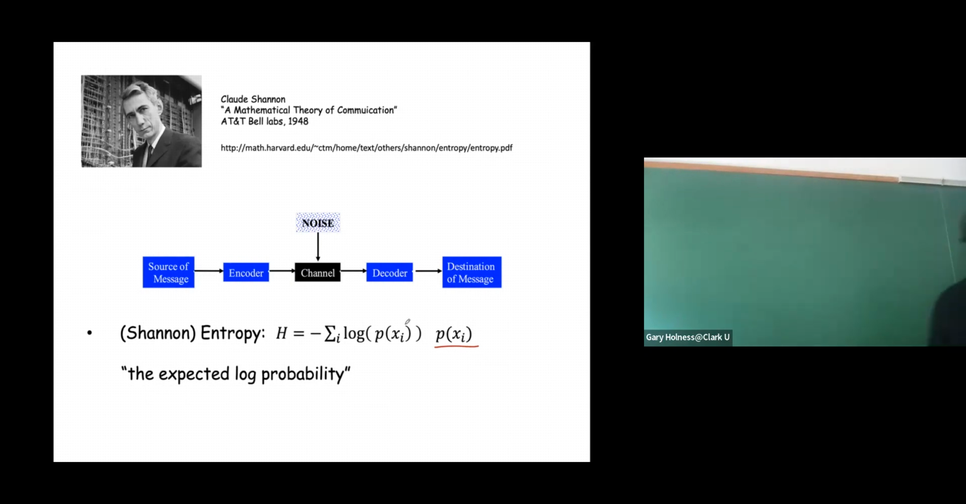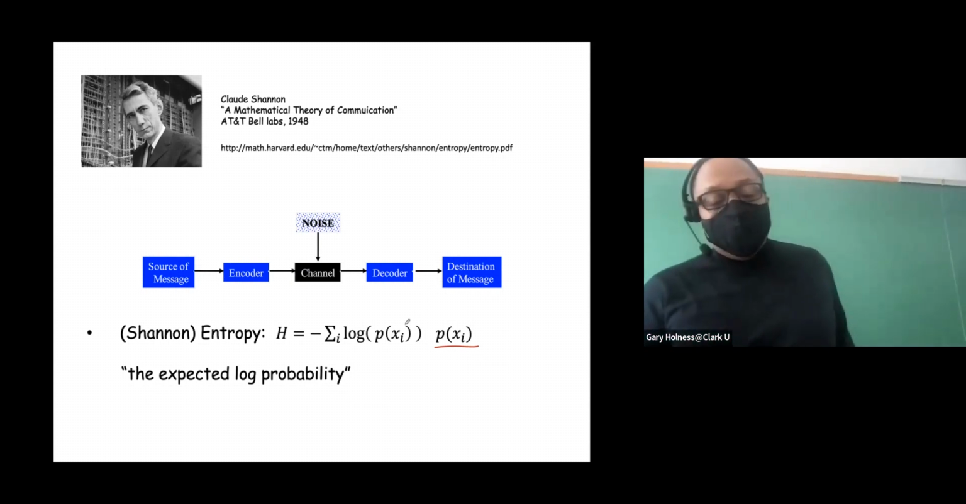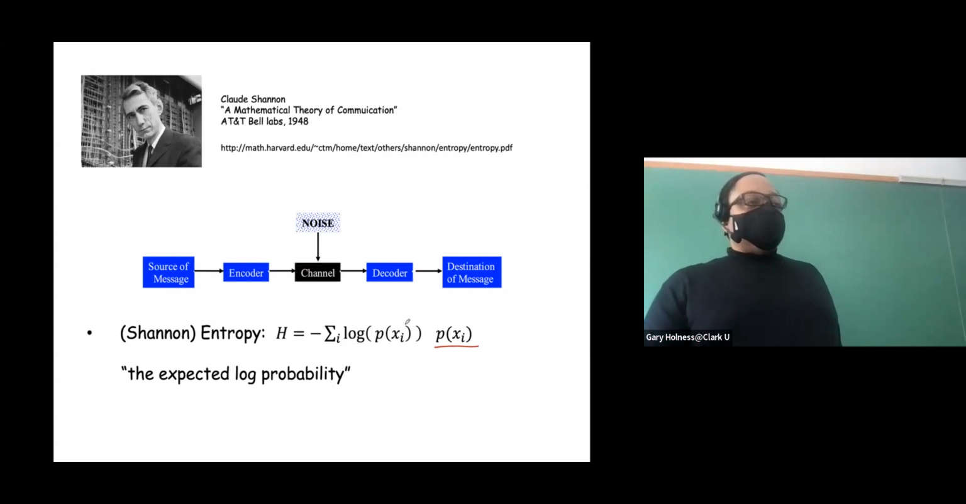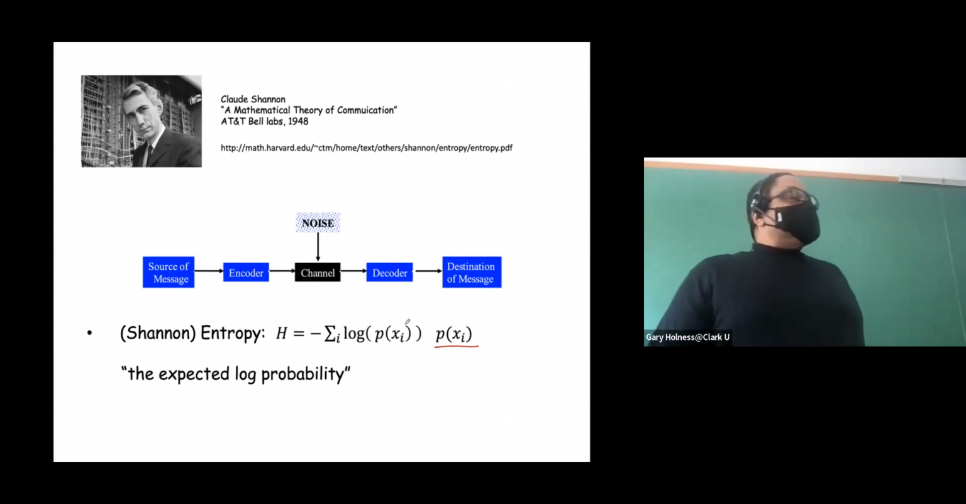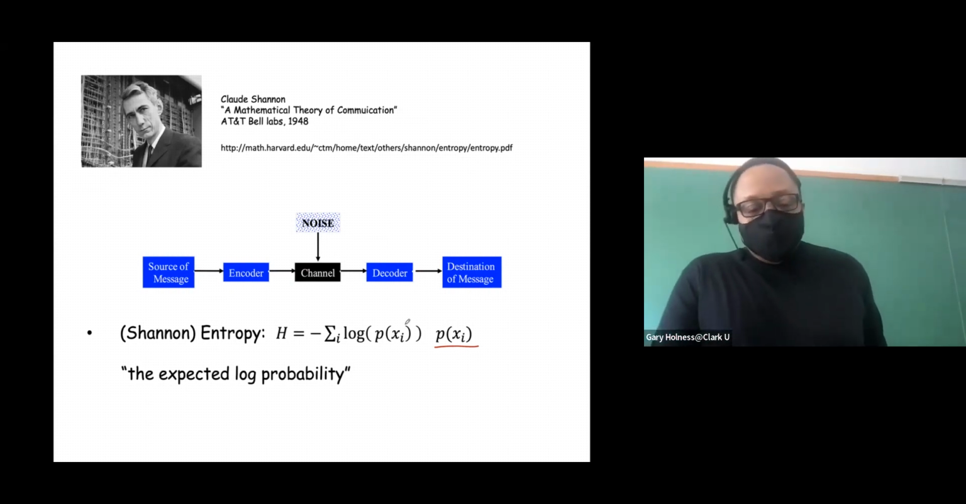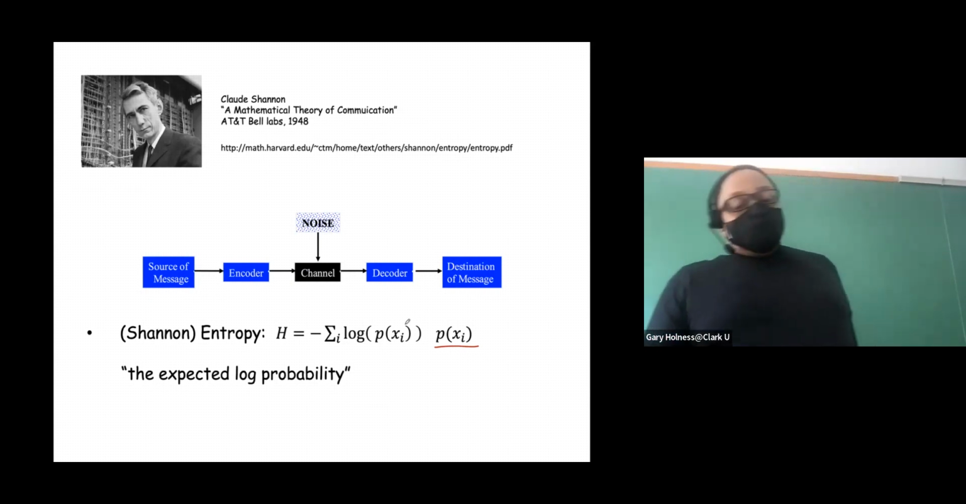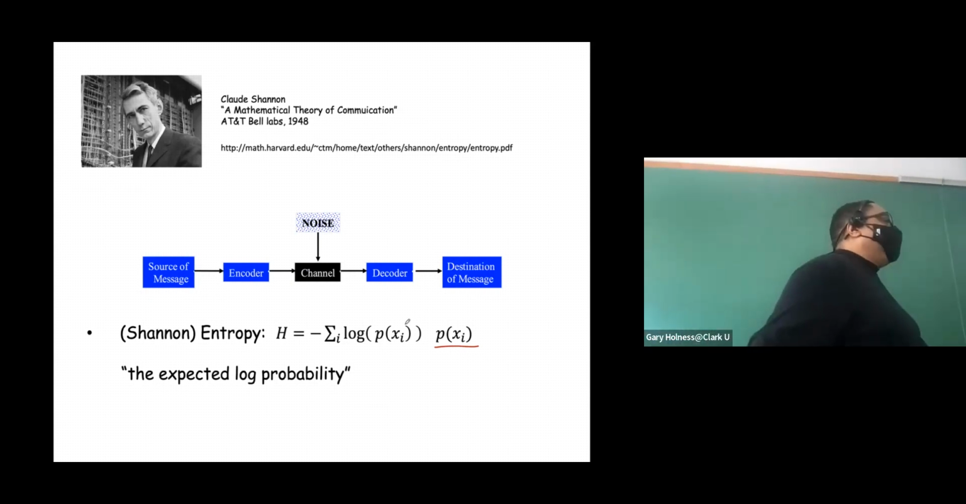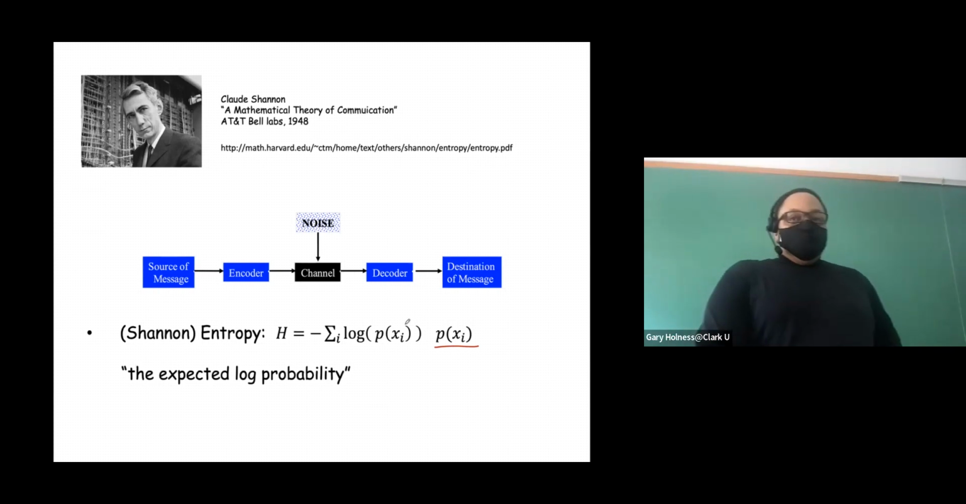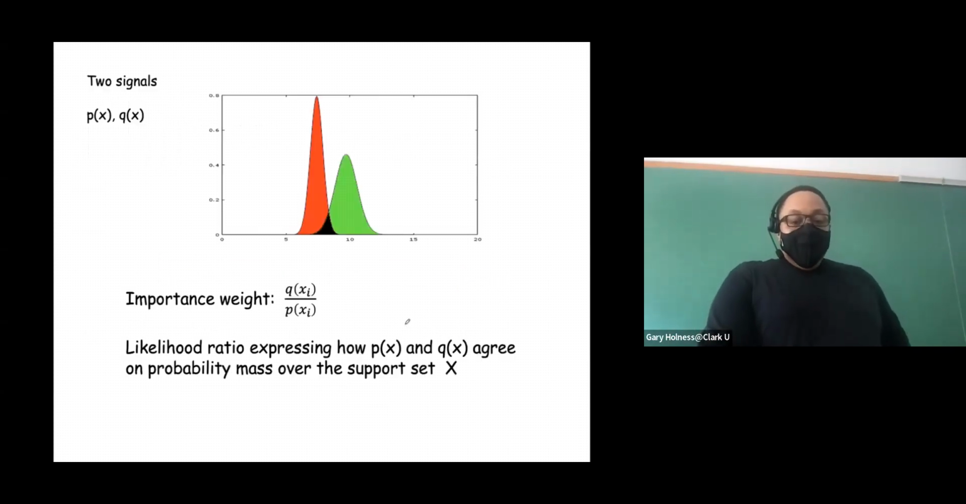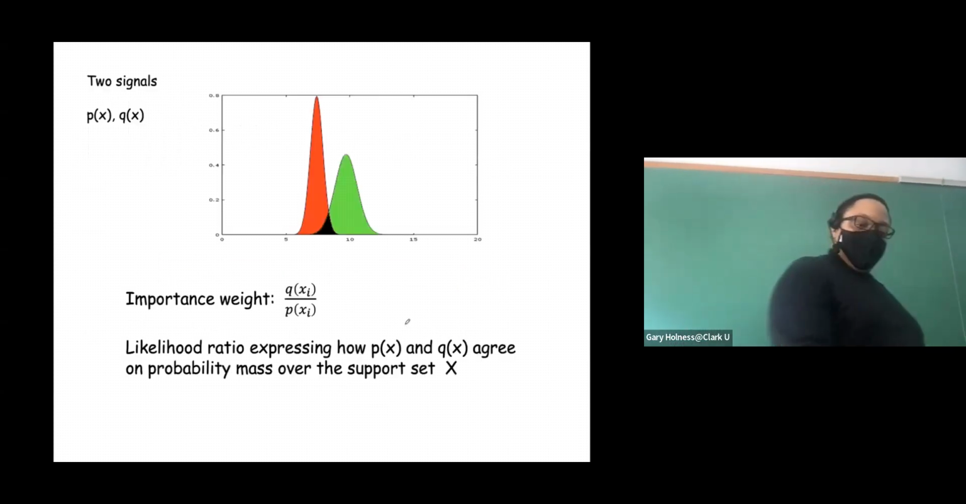Okay. Now, this negative expected log probability is just an expectation, just like any other probabilistic average or expectation that we've been talking about. But this one uses log base 2 and computes the average number of bits weighted by the probability. All right, so this other quantity is called the importance weight.